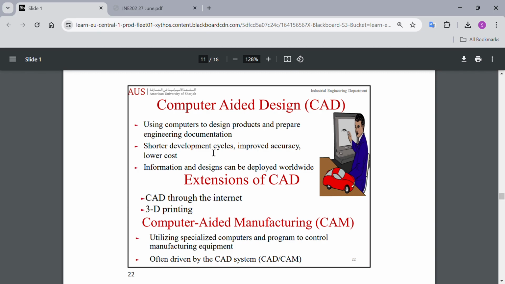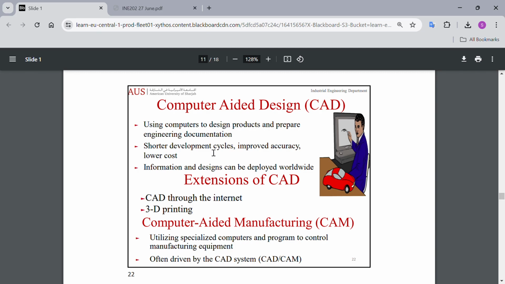It's very accurate. You can do it with the computer now. It's very accurate and the cost is very low. And information and designs can be deployed worldwide. So there are some extensions of CAD. These include CAD through the internet. So there are some applications where you can use CAD through the internet, and also 3D printing.